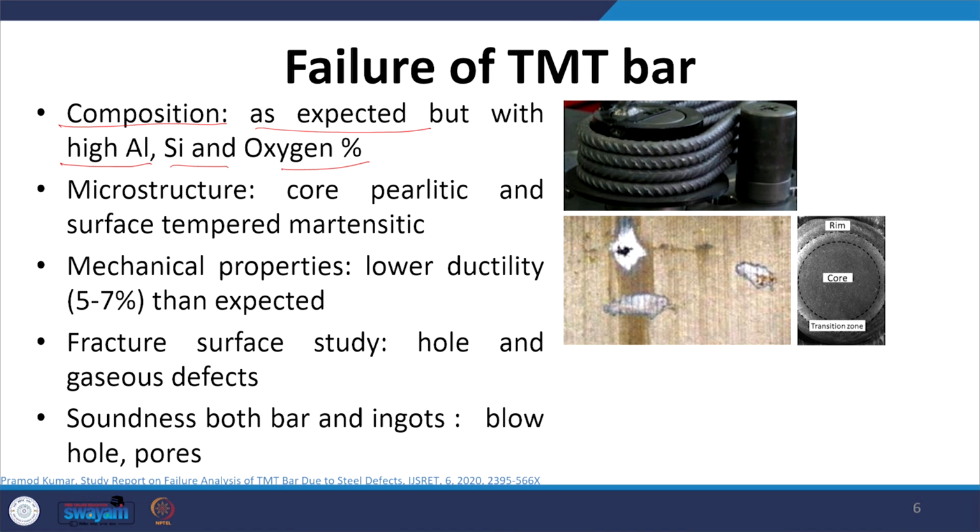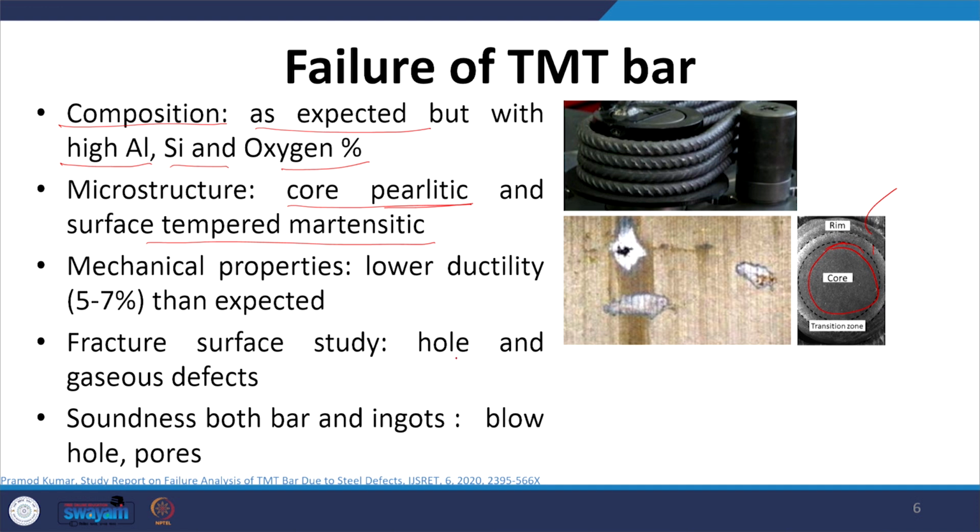The microstructure showed the core of the TMT bar to be pearlitic, and the surface indicated a martensitic structure. So, this shows the typical core of ferritic-pearlitic or pearlitic, the in-between transition zone, and the surface made of tempered martensite. The properties were found to be a little lower due to the presence of defects, which were observed a little later in the NDT studies and the optical studies of the fractured surfaces.